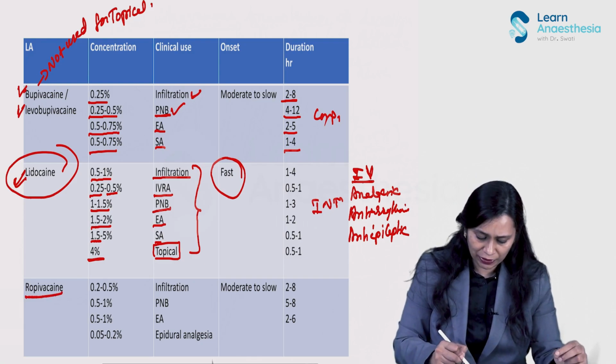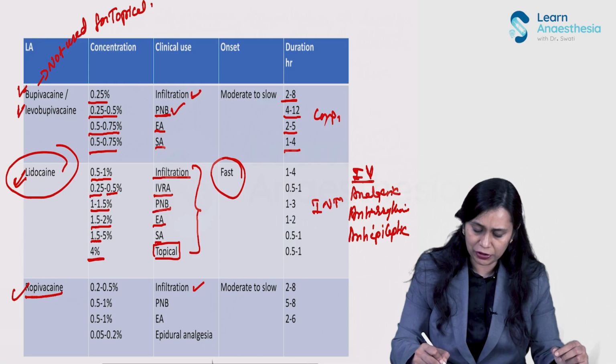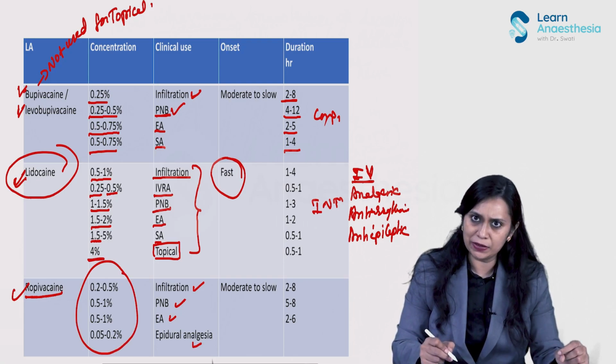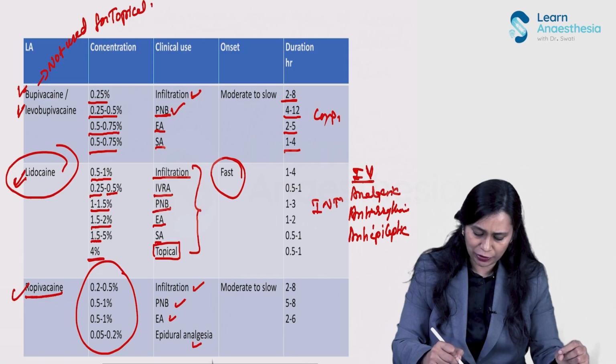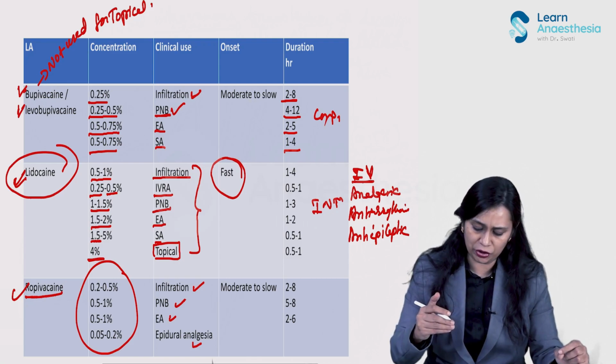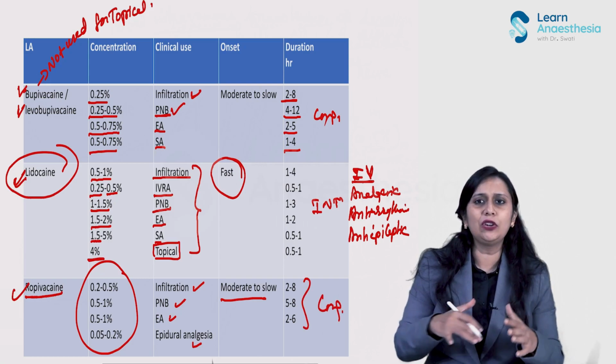Okay. Then ropivacaine, another congener of bupivacaine. Now it is also used for infiltration, peripheral nerve block, epidural anesthesia, and epidural analgesia in the following concentrations. For infiltration 0.2 to 0.5%, for peripheral nerve block 0.5 to 1%, epidural 0.5 to 1%, and for analgesia we further decrease the concentration. Onset is like bupivacaine and levobupivacaine, moderate to slow, and duration is long acting. Okay, these are the commonest drugs.